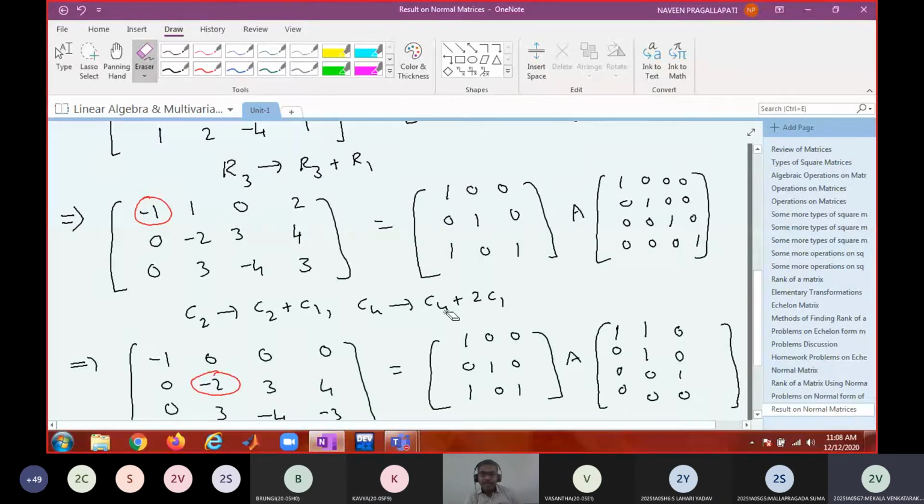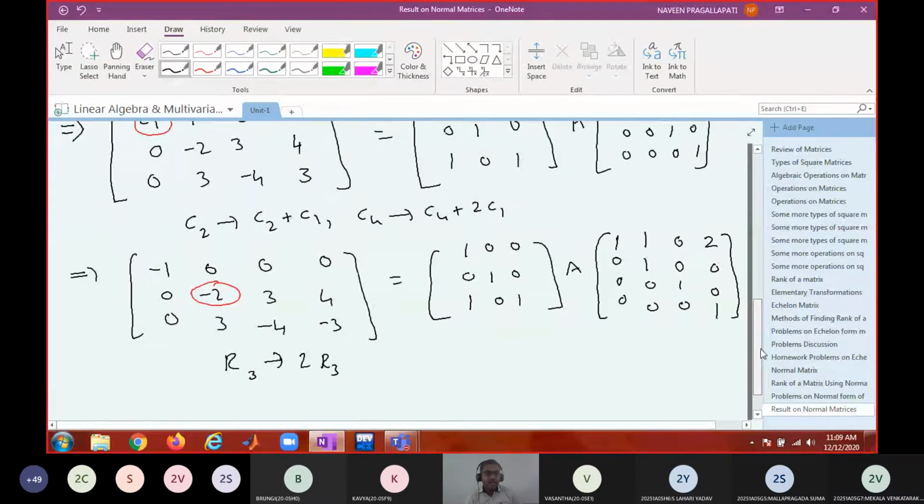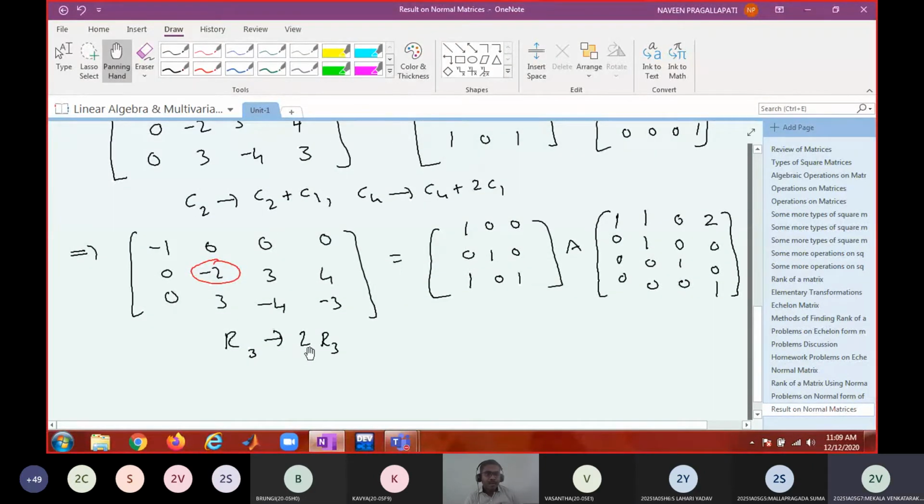C4 plus 2C1 means it has to be 2, 0, 0, 0, 1. Is it fine now? Yes, sir. Right. So now this is 2 or 3, 2 or 3 plus 3 are 2.